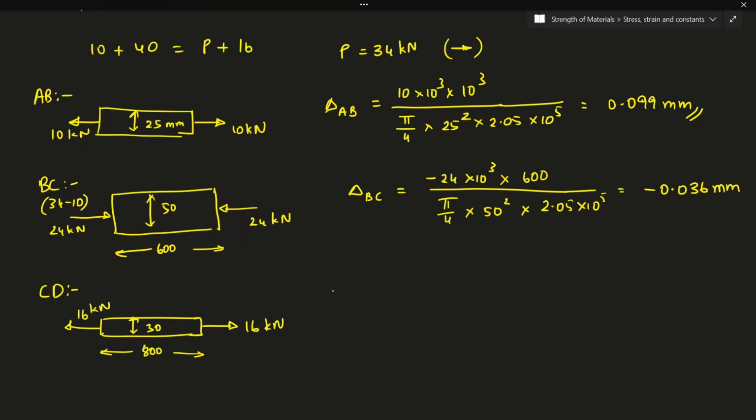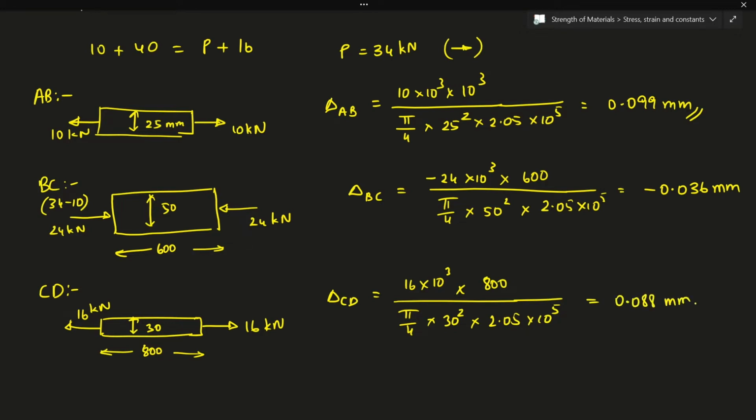Now delta CD will again be equal to 16 into 10 to the power of 3 into 800, divided by pi by 4 into 30 square into 2.05 into 10 to the power of 5, and if I simplify this, I'll have 0.088 mm as the answer.